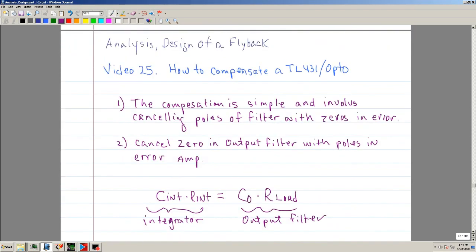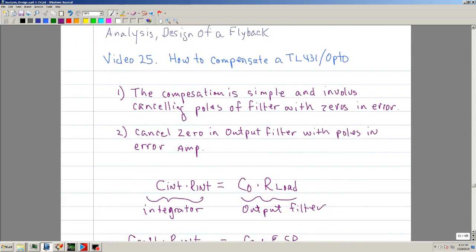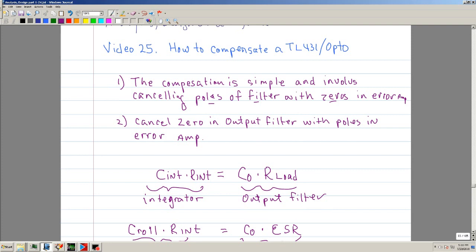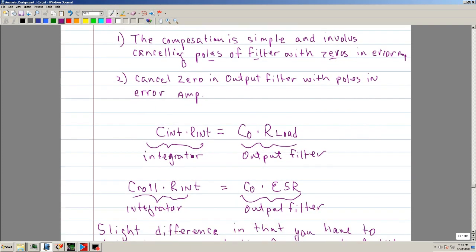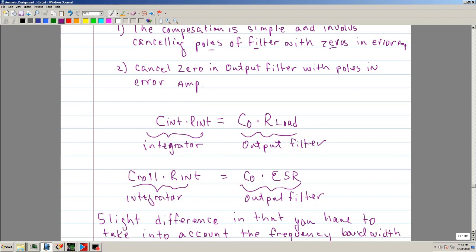So we can continue. We're going to go ahead and compensate. The statement I want to make here is that the compensation is simple, or it should be simple. Basically it involves canceling the poles of the filters with the zeros in the error amp, and canceling the zeros in the output filter with the poles in the error amp. Does that make sense? If not, this is basically what I'm saying.